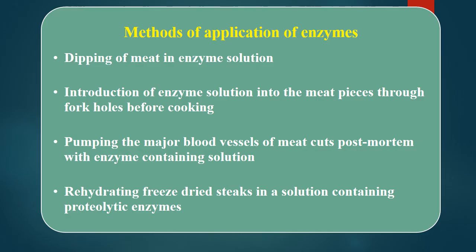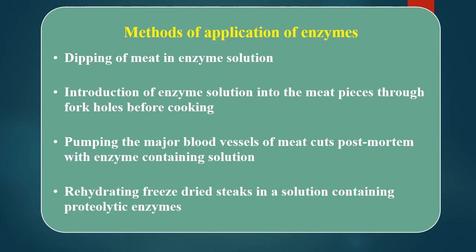Now we will discuss the methods of application of these tenderizing enzymes. There are several approaches. One approach is dipping of meat in enzyme solution. We can prepare a solution of enzyme and dip the meat in it. Secondly, introduction of enzyme solution into the meat pieces through fork holes before cooking. When meat pieces are relatively bigger in size, we can do the piercing with the fork, and through those holes the enzyme solution can be added.